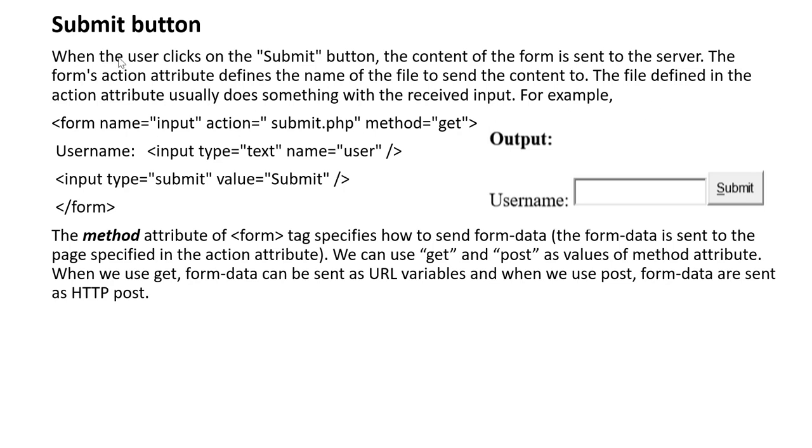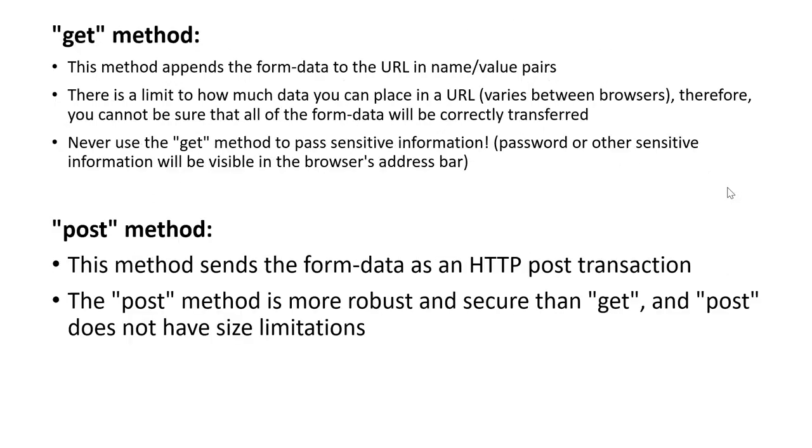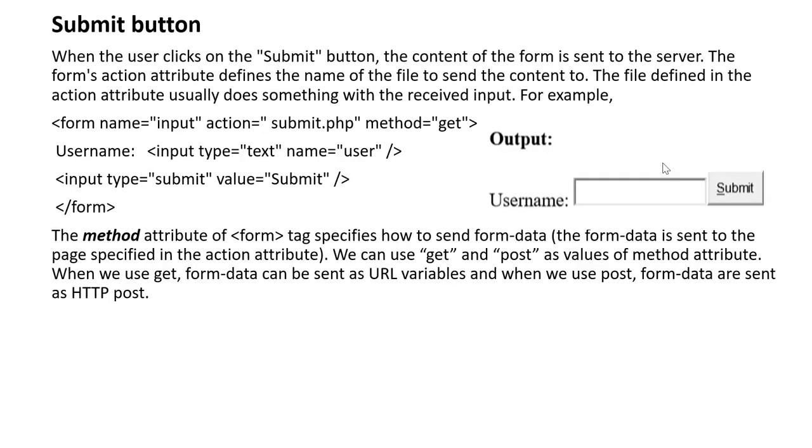Submit button. When the user clicks on the submit button, the content of the form is sent to the server. After pressing the submit button, the user information is sent to the server. The form action attribute defines the name of the file to send the content to. The file defined in the action attribute usually does something with the received input. For example, form action equal to submit.php. After pressing the submit button, it goes to the submit.php page.